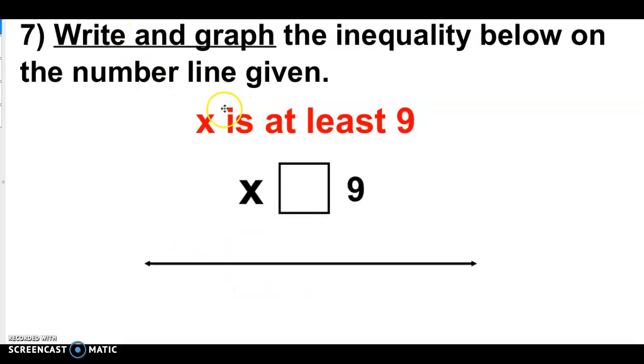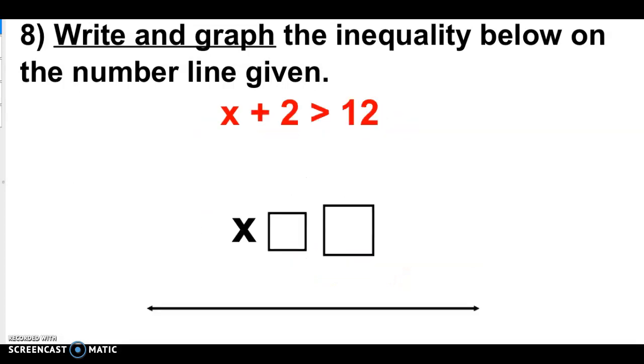Try this one. X is at least 9. So your mom says to you, I'm going to give you at least $9 today. What does that mean? Can she give you exactly 9, more than 9, less than 9? Decide what symbol to use and graph it. Hit pause, please. Okay, boys and girls, so at least 9 means 9 or more. So that's greater than or equal to 9. So that includes 9, and greater than goes to the right on the number line.